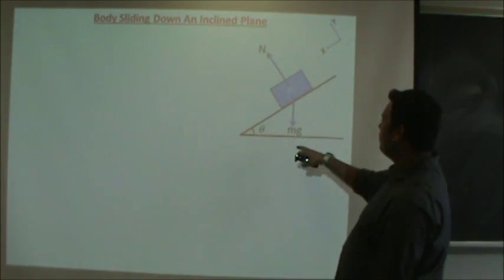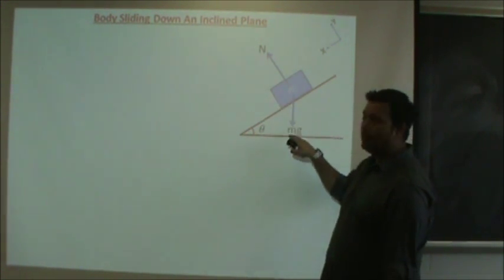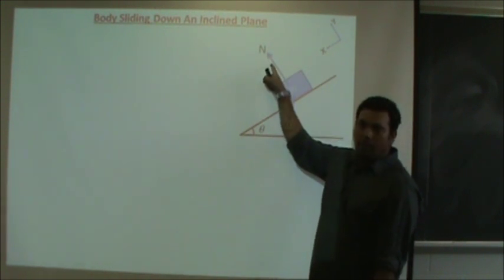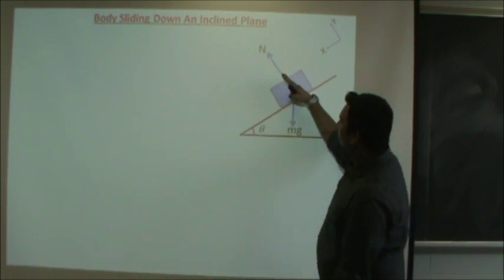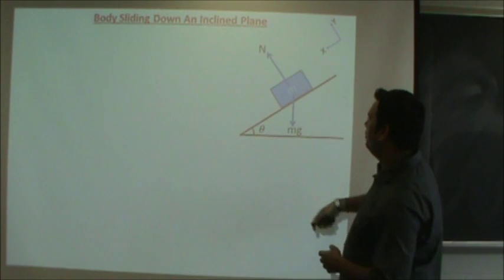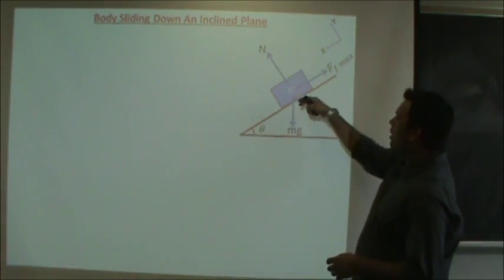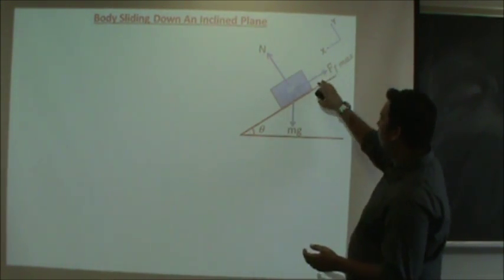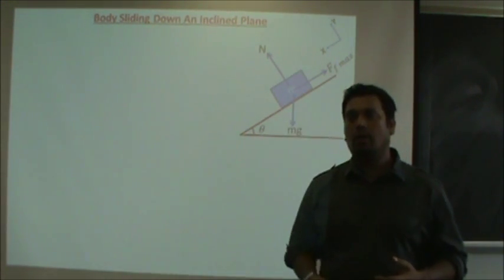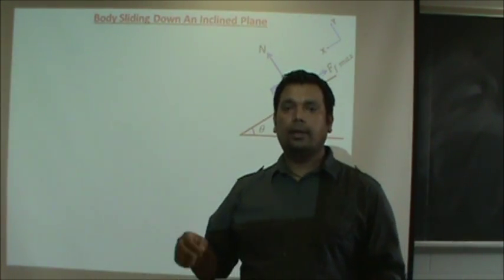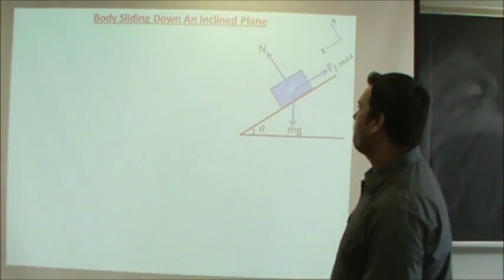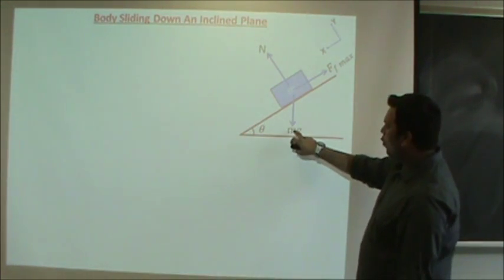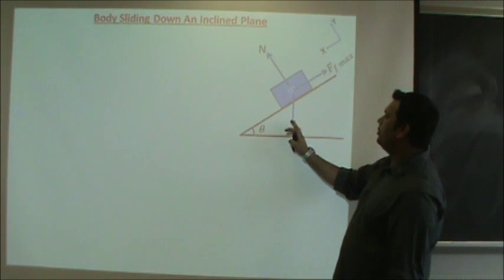So we draw all the possible forces. Again, weight is always perpendicular to the ground, to the surface of Earth, but the normal is perpendicular to the surface on which the object is sliding. Okay. Now because this is sliding, there is also a friction force, which is the maximum friction force, because in this situation we consider that the object just begins to slide.